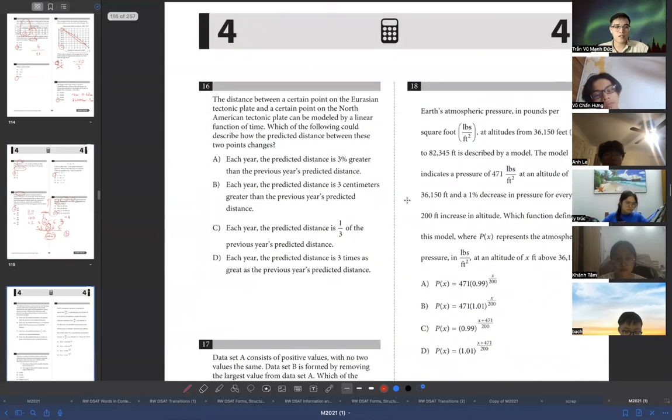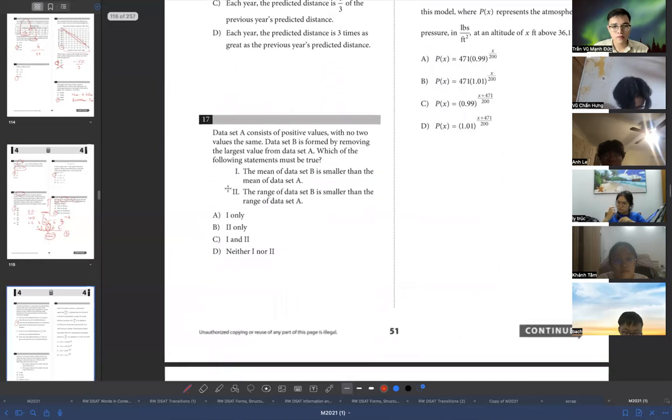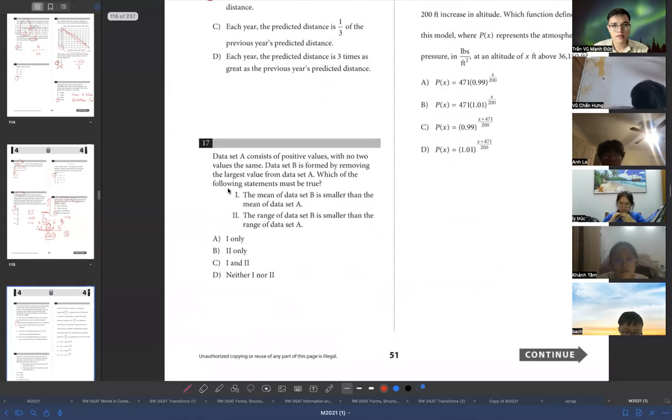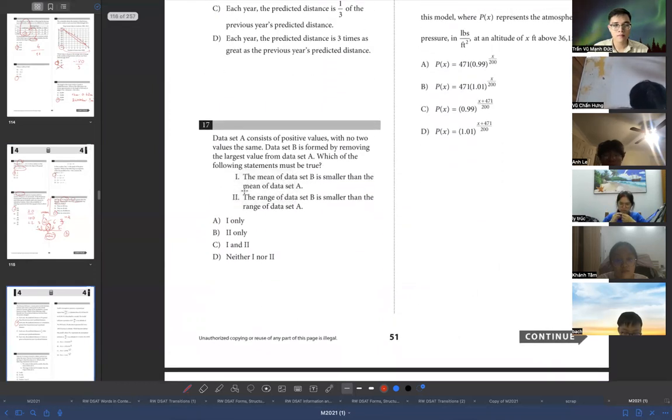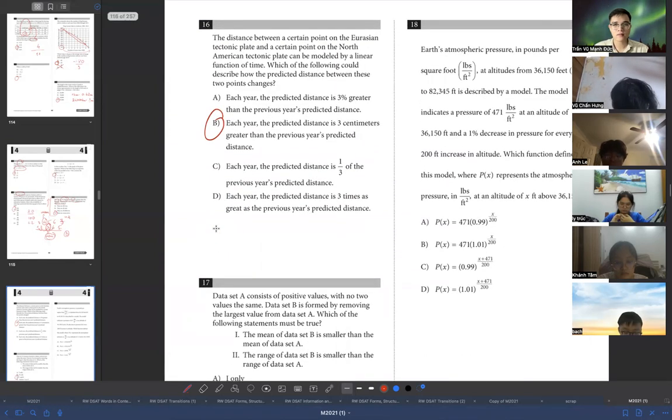16 is B. B, very simple. And also 17 is C. Can you also solve 18? It's A, all right. I'm going to explain why 18 is A for you, okay? Let's see if our ways of solving this are the same.